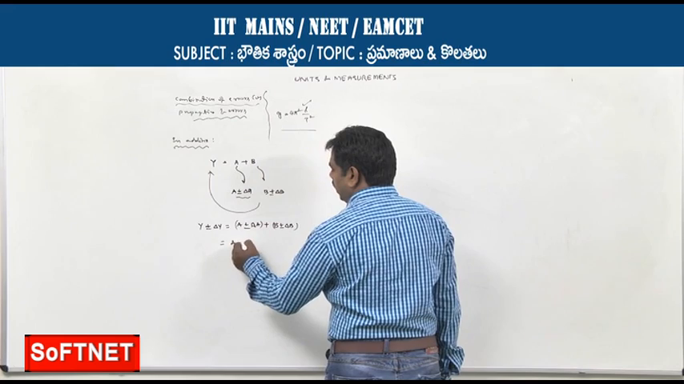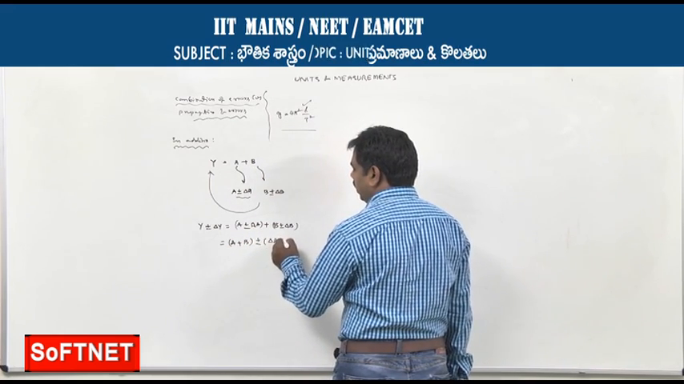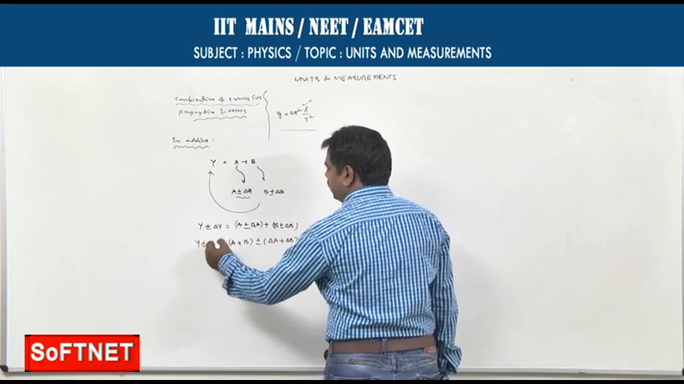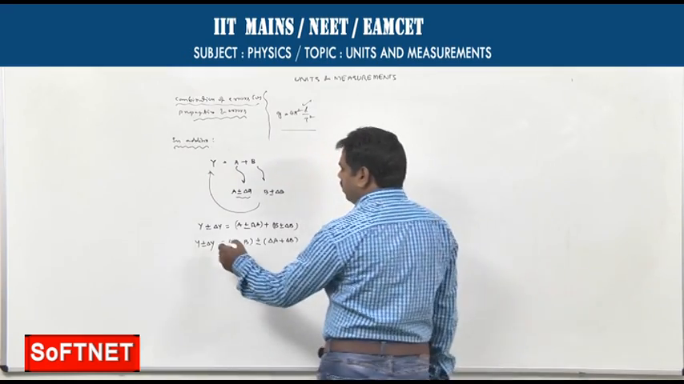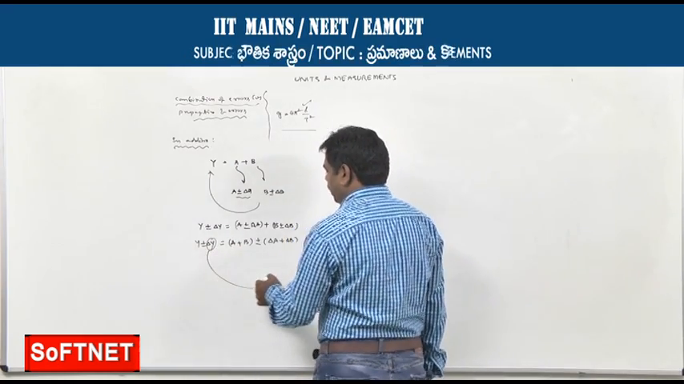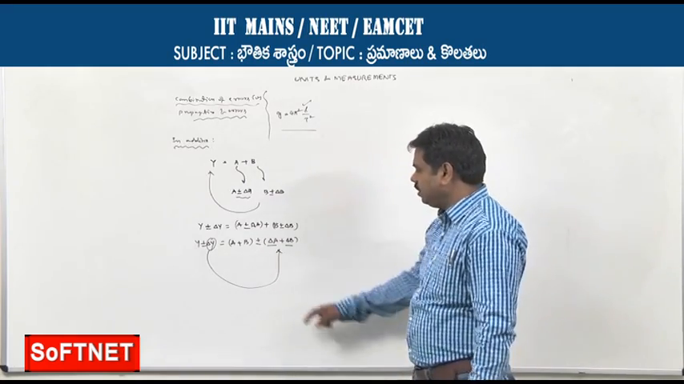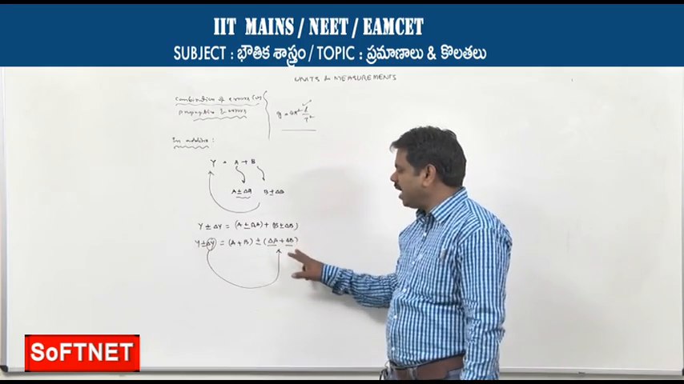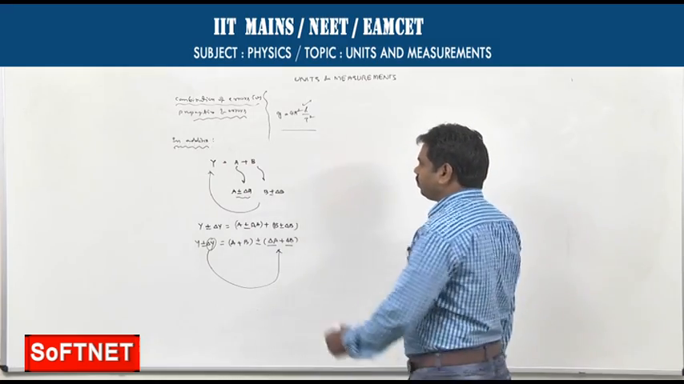That is A plus B plus or minus delta A plus delta B. That is Y plus or minus delta Y. So, what you have to understand here, the absolute error in the measurement of Y is nothing but delta A plus delta B. This is the maximum possible error. This is called the maximum possible error in determining Y.